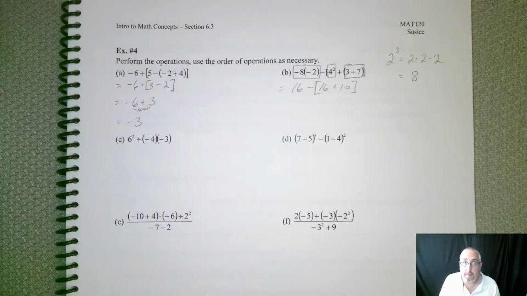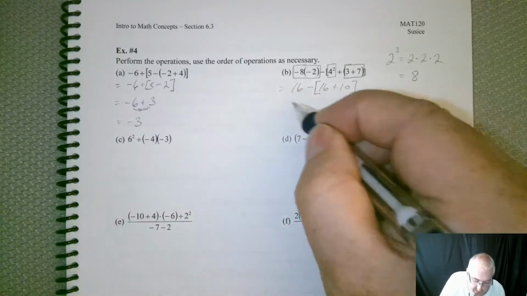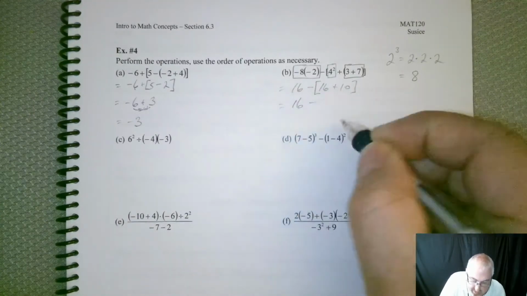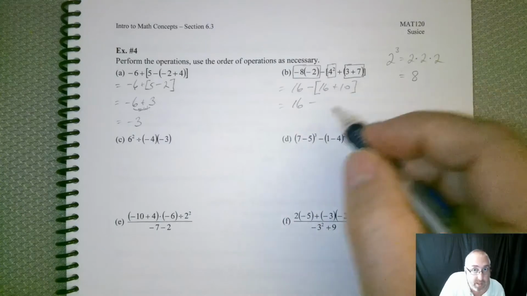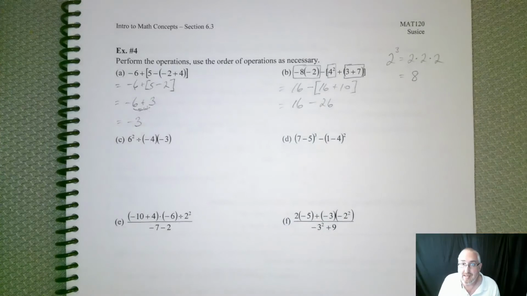So far, so good, right? Okay, so now we got our brackets. So now we got to combine those. We can add that together quickly. And because the answer is positive, we can lose the brackets. So we got 16 minus 26.